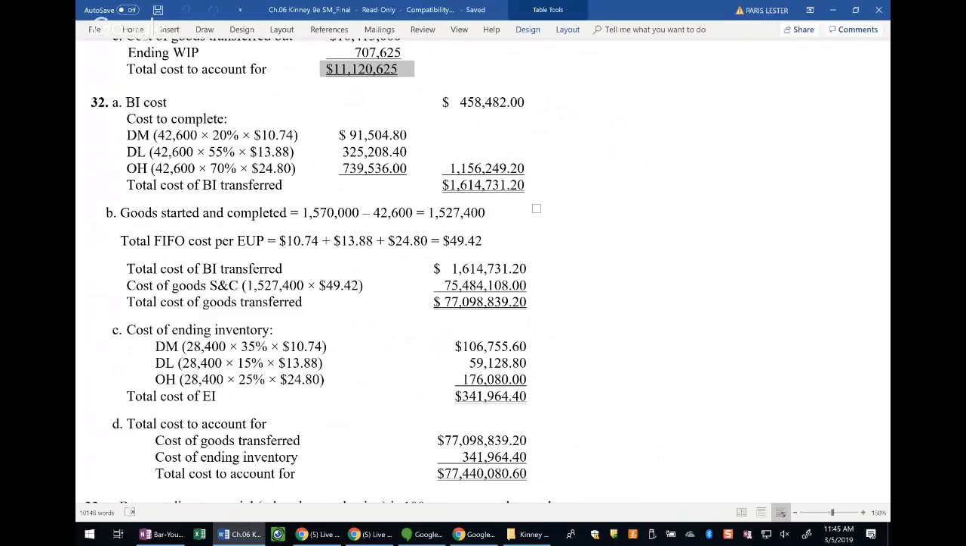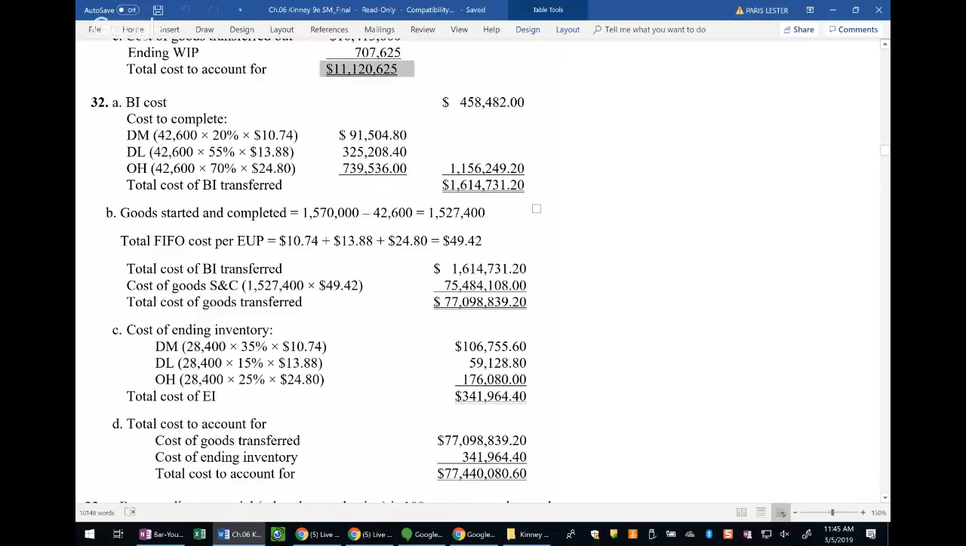32, this is FIFO, about the same thing. Was the total cost of beginning inventory. About the same thing, but it's FIFO. So please compare these two, 31 and 32. That's why I assigned them. 32A, you got your beginning cost and then cost added. Materials was 80% complete, we had 20. Labor was 45%, we had 55. So if we add our new cost, we got total cost of beginning inventory transfer, 1,614,731.2.